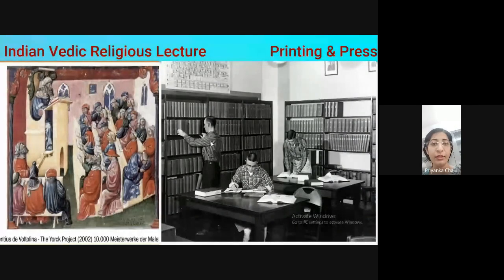Moving ahead, when this Vedic era ended, with the advent of printing and the press, the demand for books increased. But their accessibility was not possible at that time, because it was not reachable. Everywhere, libraries were not established. Then moving ahead.